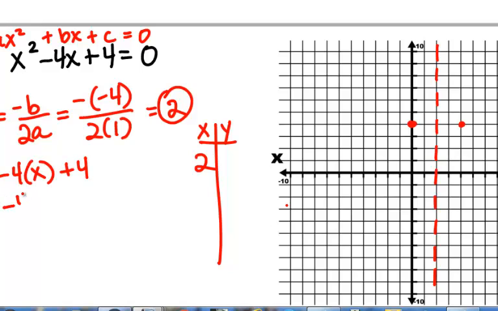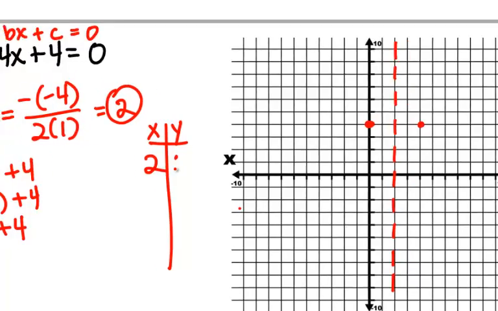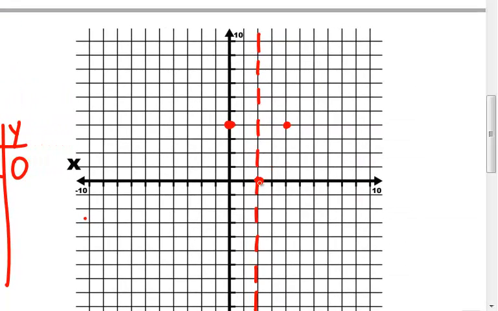So 2 squared minus 4 times 2 plus 4. 4 minus 8 plus 4. 0, right? So that means this is a double root, because that has to be the vertex. So this is a real double root.